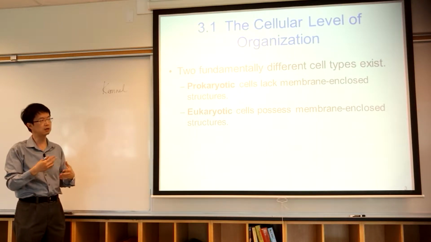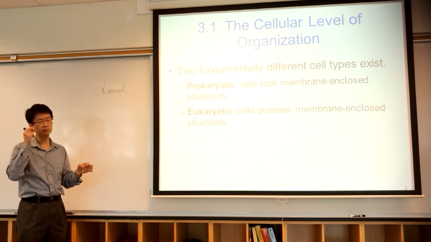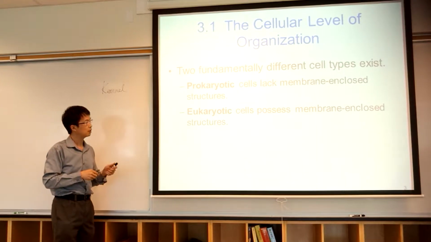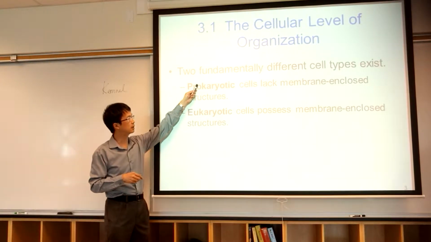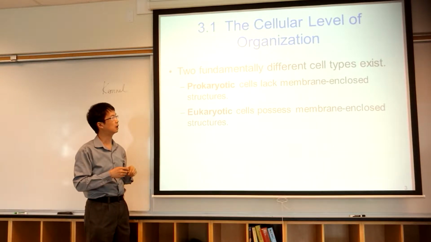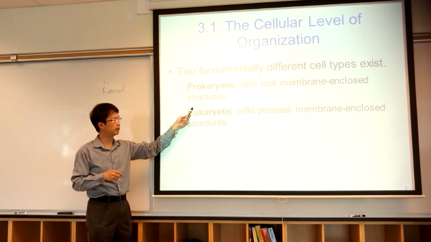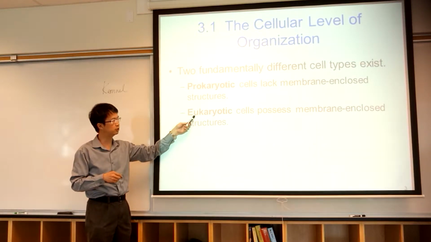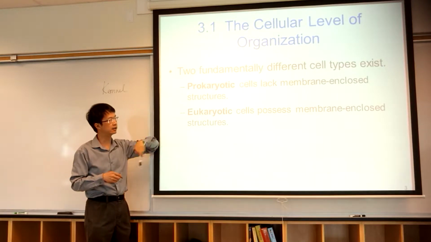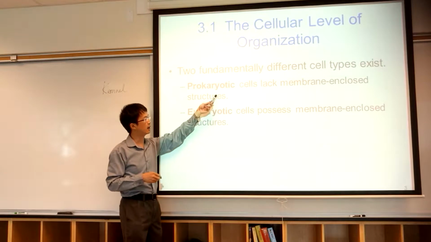Karyotic means the nucleus. The black dot that they see under the microscope, they are the nuclei, the nucleus of the cell. Pro means that it is the primitive, the original one. Eukaryotic, eu means true. That means a true nucleus cell. Pro means a primitive nucleus cell. What does it mean? Why do we call it primitive nucleus?